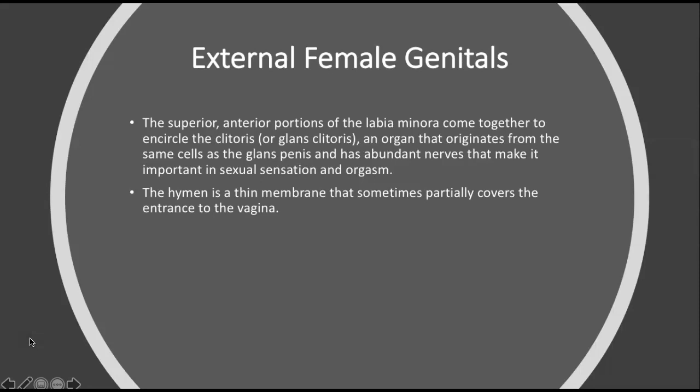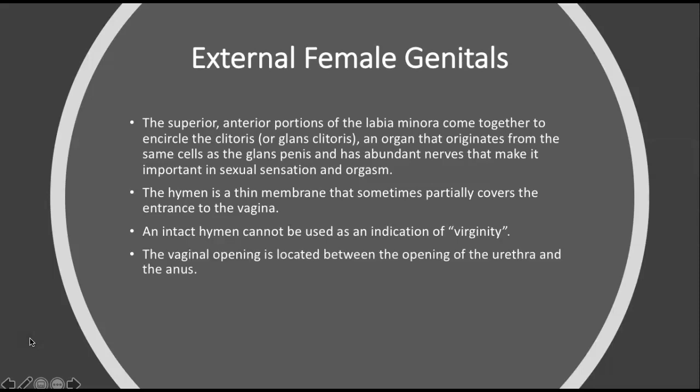Then we have a structure called the hymen, which is a thin membrane that sometimes can partially cover the entrance of the vagina. Important to know here, contrary to some beliefs, an intact hymen cannot be used as an indication of virginity. In fact, the hymen is never fully covering any opening. It is only partially covering, and it can be torn a number of ways, not just through penile insertion. And so that's just something that we need to start dispelling in our everyday thought.